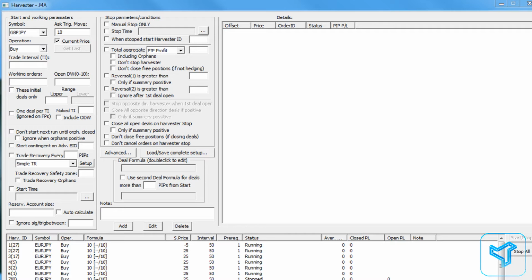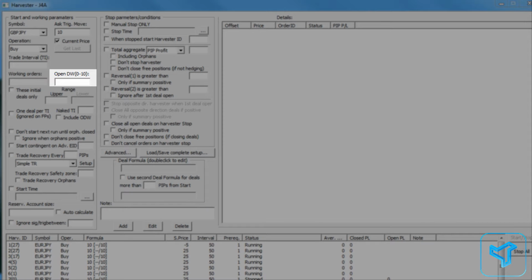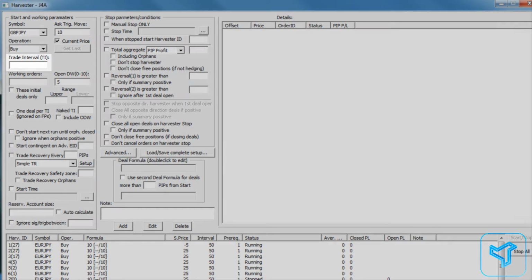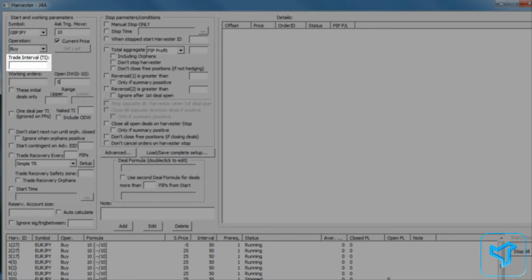You'll recall from the Open Deals window tutorial that we can specify individual open deal windows for our trades to go into once they're executed. This adds a little more functionality to the management of our trades. I know that I don't have any trades assigned to open deals window number 5 right now, so let's go ahead and assign this harvester to open deal window number 5. The trade interval is simply the distance we would like the market to move before we open new positions. In other words, it's the distance between each trade we place, specified in pips.